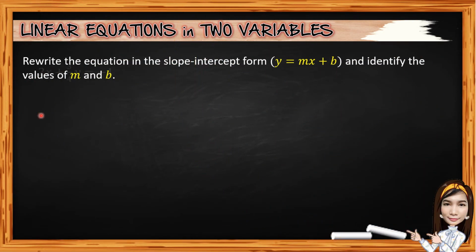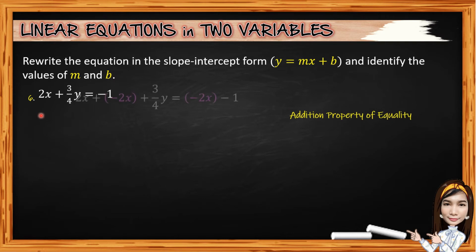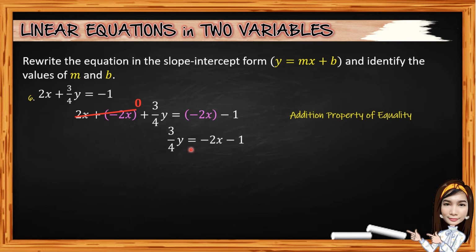For number 6, we have the given 2x plus 3/4y equals -1. Using the addition property of equality, we are going to add to both sides the additive inverse of positive 2x, which is -2x, so that we can eliminate 2x. 2x plus -2x equals 0. So the remaining is 3/4y equals -2x minus 1.